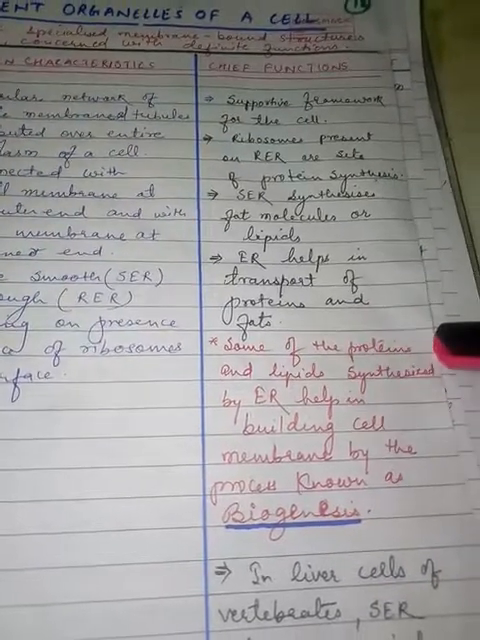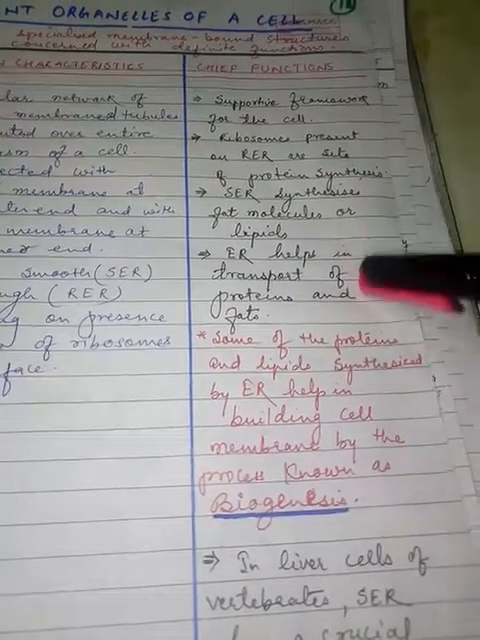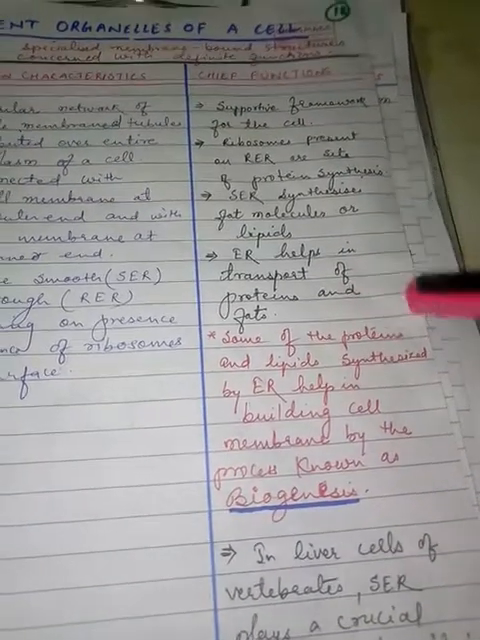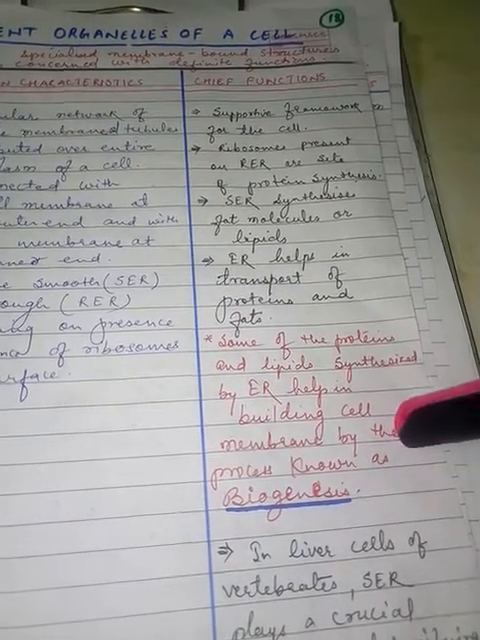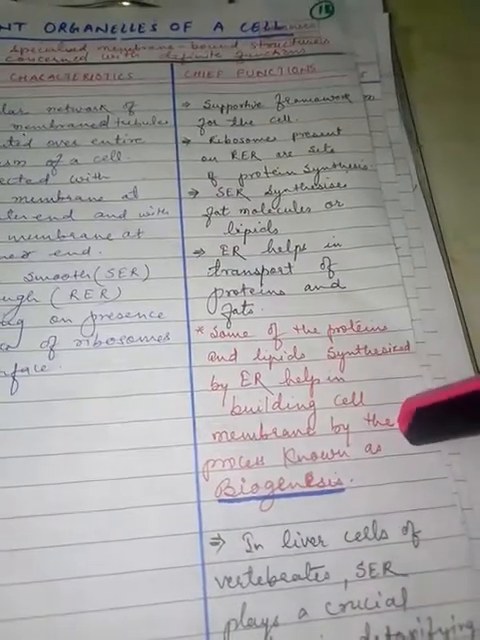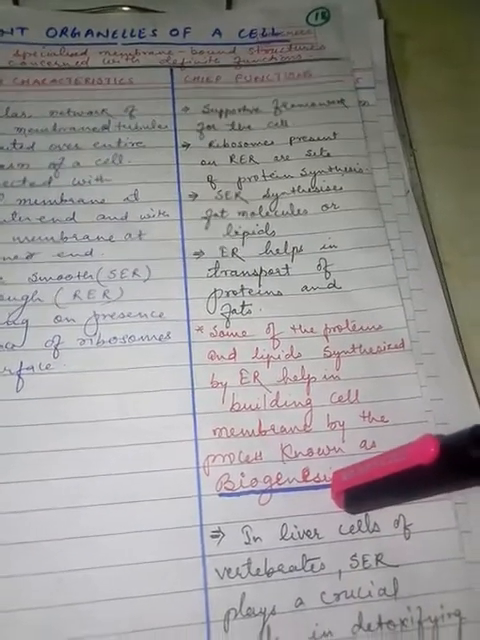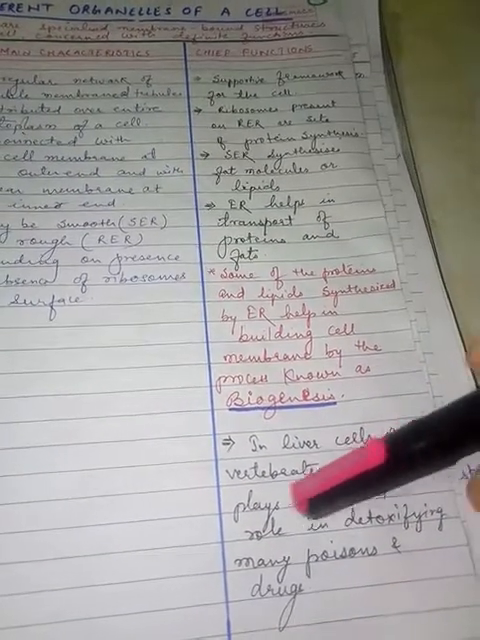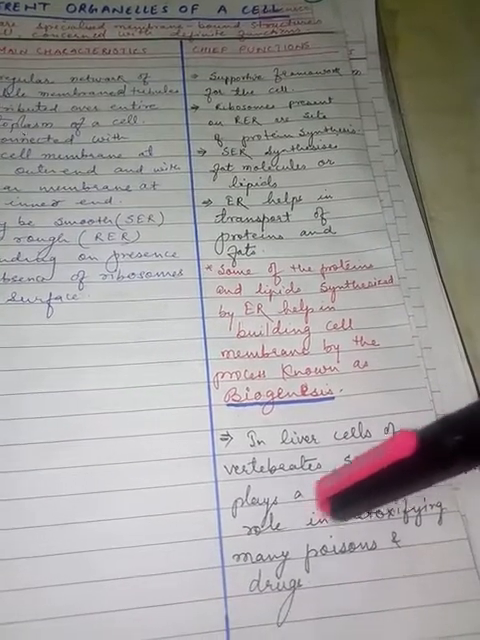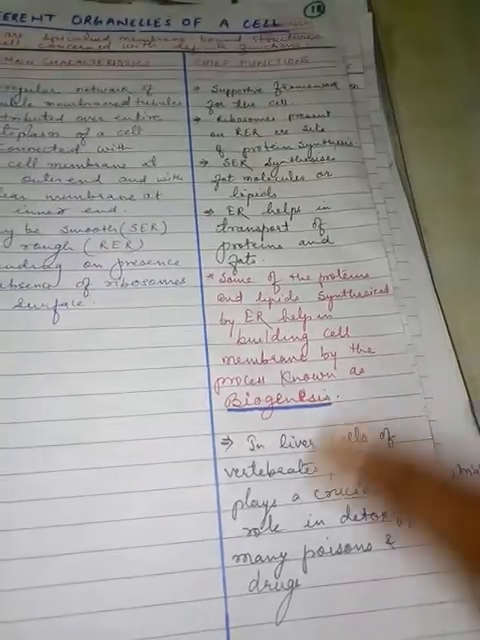Some of the proteins and lipids which are synthesized by these two types of endoplasmic reticulum are utilized in building the cell membrane, and this process is called as biogenesis. Another very important thing is that in liver cells of vertebrates, smooth endoplasmic reticulum especially plays a crucial role in detoxifying many poisons and drugs.